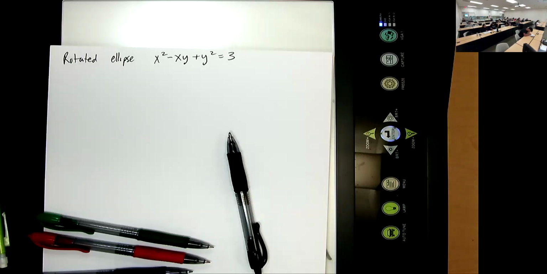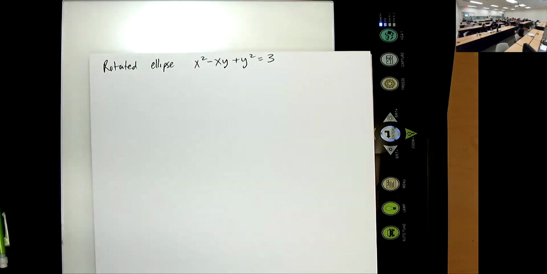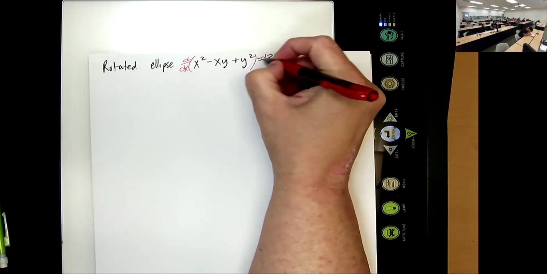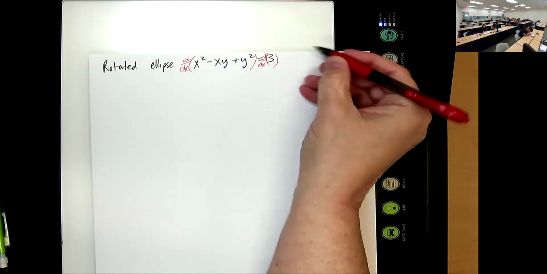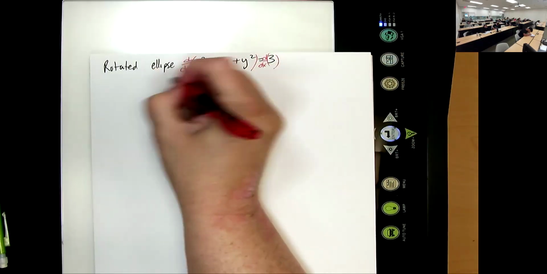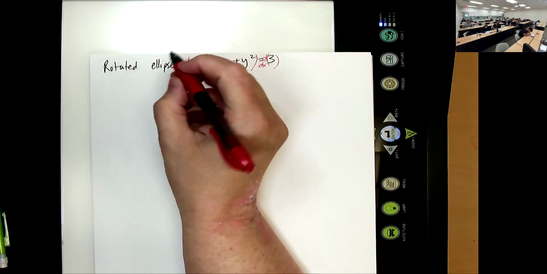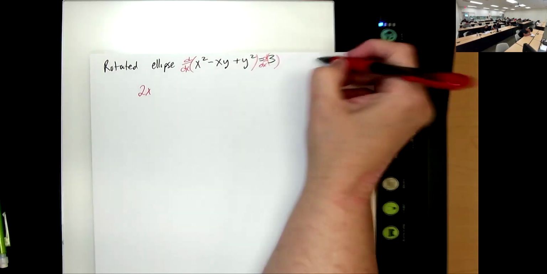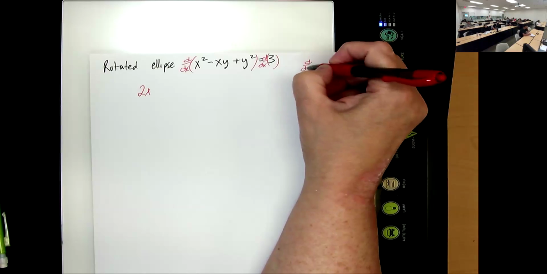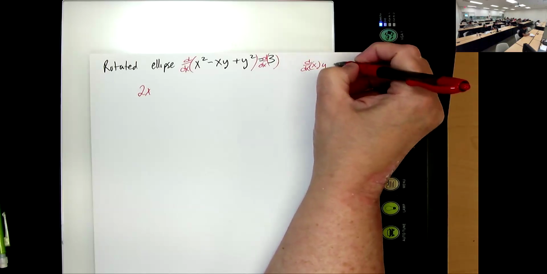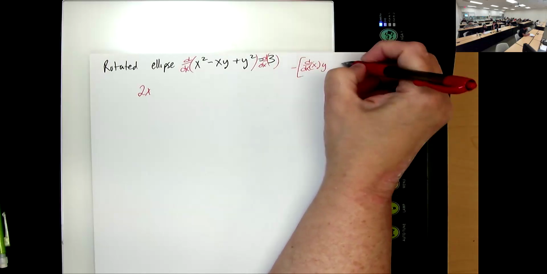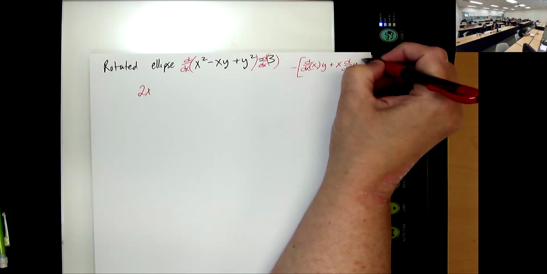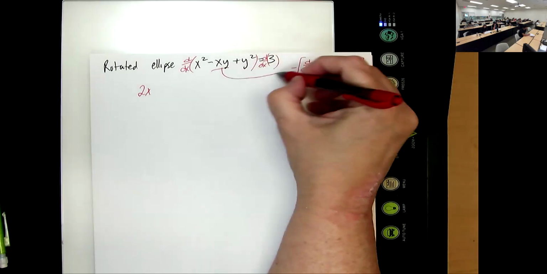It's essentially d/dx on both sides. So the derivative of x squared is 2x. The derivative of xy, when we do xy, we're going to do d/dx of x times y, and this is minus because there's a minus sign up front, plus x times d/dx of y. That's this portion right here.